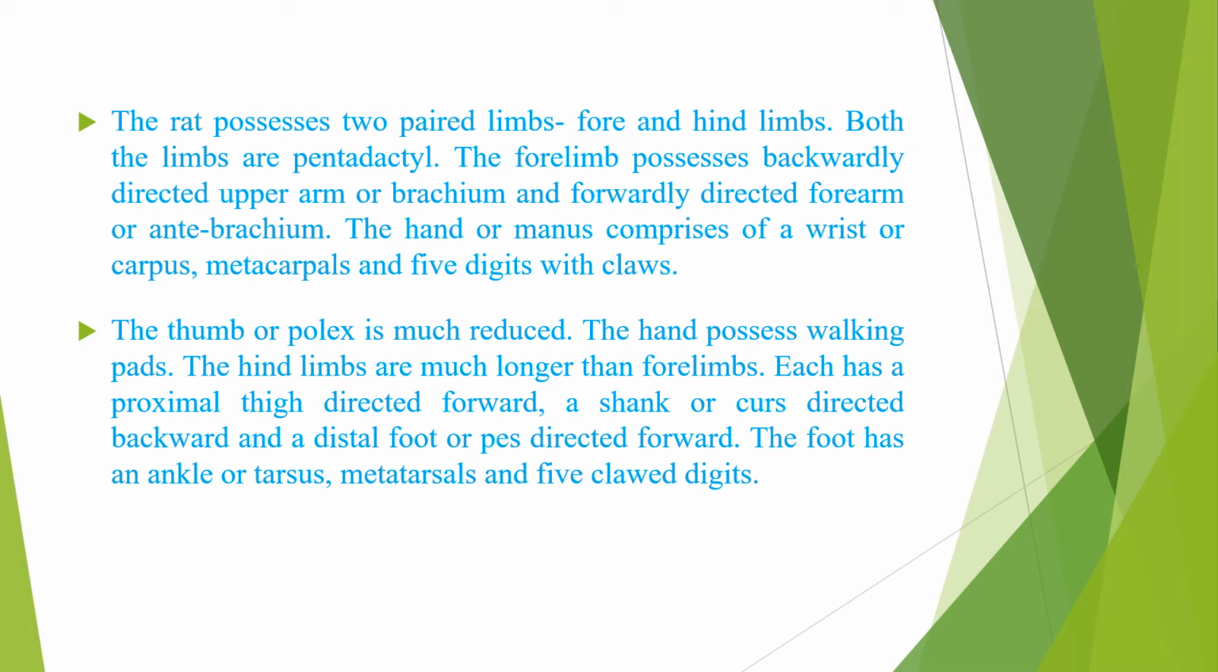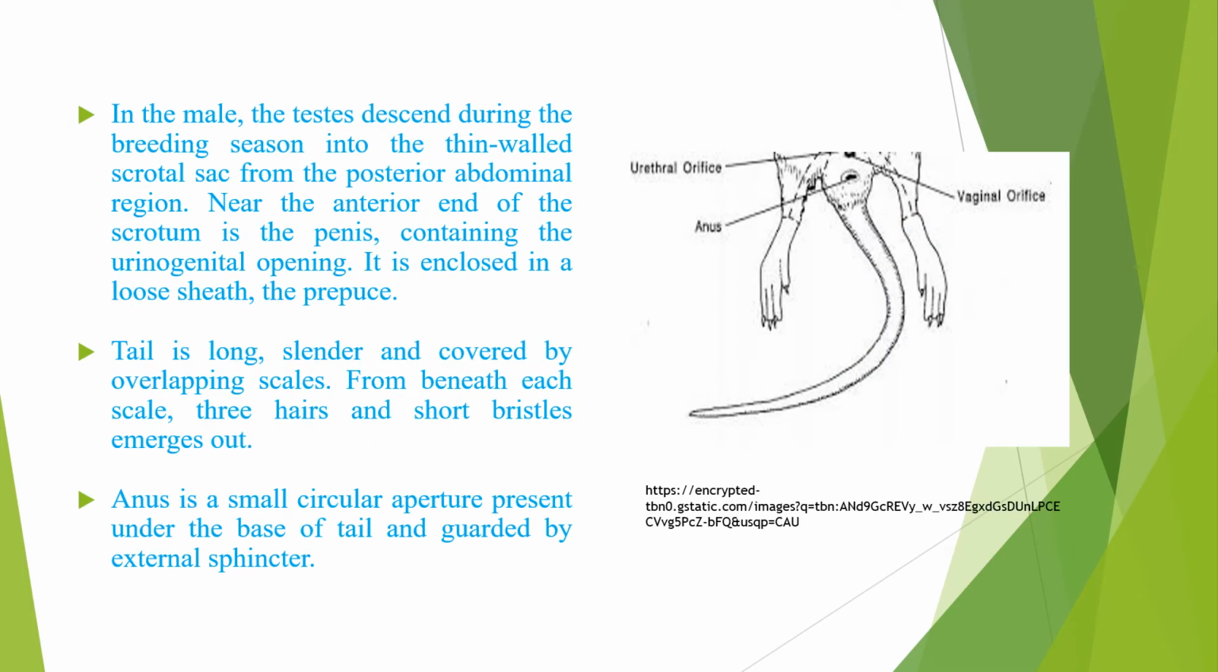Hind limbs are much longer as compared to the forelimbs. Each hind limb has a thigh, shank, distal foot, which is also called as pes, and the foot has an ankle or tarsus, metatarsals, and 5 clawed digits. In male, testes are present in the posterior abdominal region and they descend into a thin-walled scrotal sac during the breeding season. And near the end of the scrotum, penis is present, which contains the urinogenital opening.